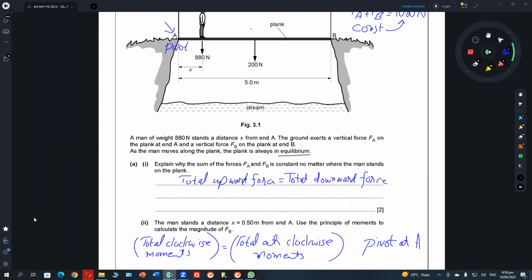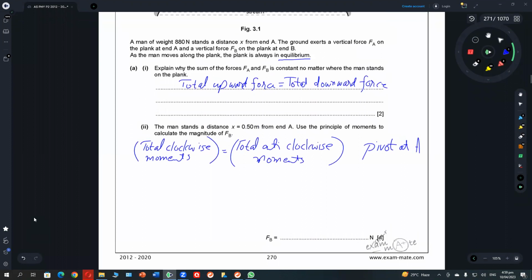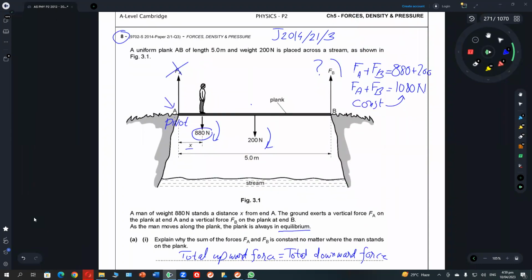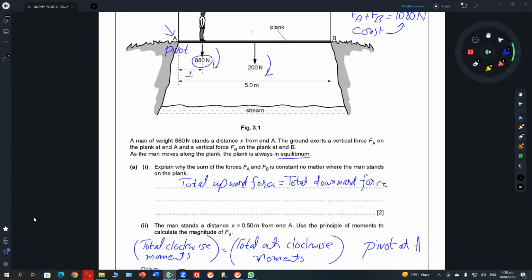Now, what should I do? He has given me the value of X also. Can you help me write the equation: 880 and the distance is X. I'm taking this as clockwise, and this as anti-clockwise. So help me write the equation. Should I say 880 into X? 880 into 0.5, yes, very good. Plus, should I say 200 into 2.5? Not 5, 200 into 2.5. Yes, 200 into 2.5.